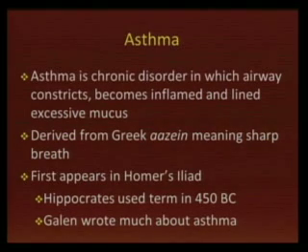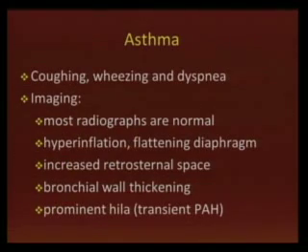Okay, asthma is another small airway disease that we can see, and what is happening here is that there is a constriction of the airway. There is an inflammation of the mucosa, and there is mucus. This disease is very, very old. Actually, Hippocrates described this disease in 450 BC, many years ago.